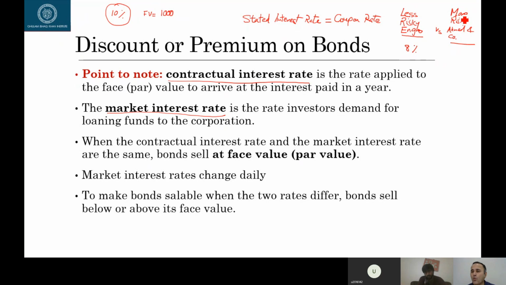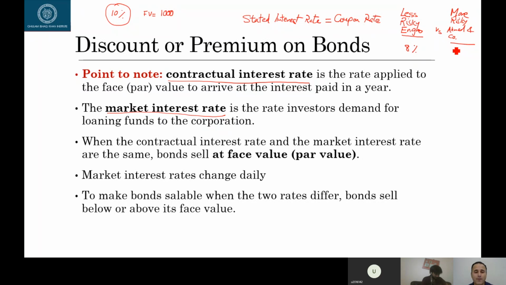What do you think for Ahmad and Company? Should it be more than 8 or less than 8? It should be more than 8, perfect. Because the risk is more, you need more return. So if the risk is more, you need a higher return to compensate for that risk. Maybe 15%, maybe 12%, right?